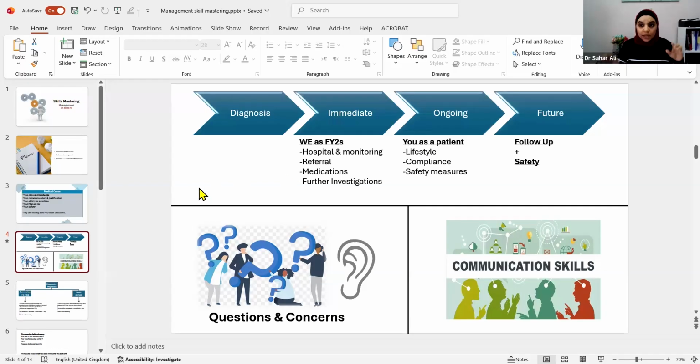So, please think about the medical management as a process. I give the diagnosis. What should I do now, immediately? Is there any ongoing treatment? What is the future plan? And remember, not in every single case will you need the ongoing treatment and the future treatment.